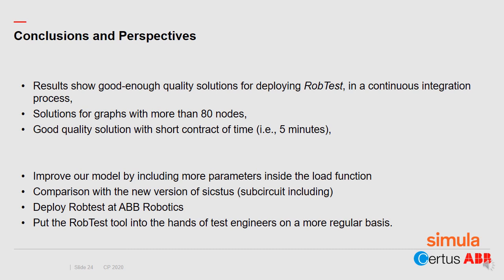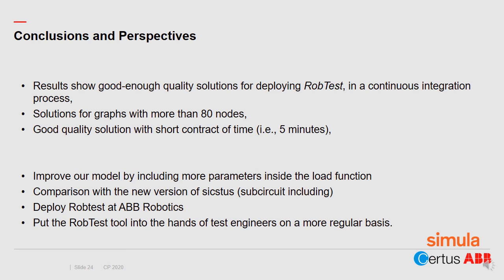So the results show good enough quality solutions for deploying RobTest into a continuous integration process at ABB Robotics, because we are able to return solutions for graphs with more than 80 points, and also the quality of the solution is good with this short time constraint of 5 minutes. We are able to get almost the optimal until 80 points, and more than 80% of quality solution until 100 points.